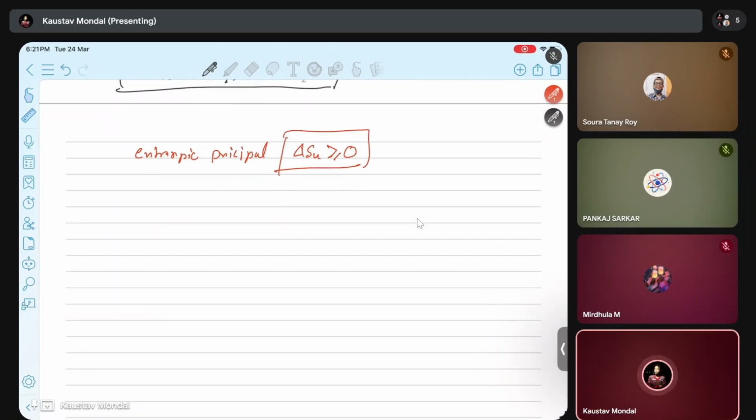Now we'll discuss the change in entropy for some processes. This is some important process. The first process is the free expansion. Change in entropy in free expansion.